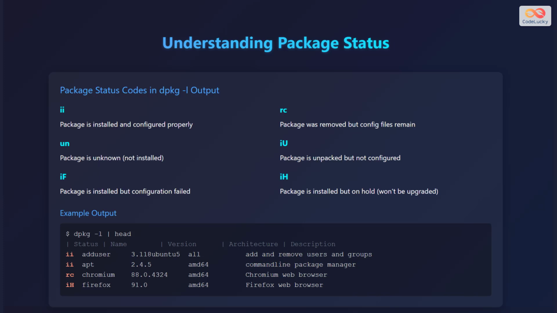iU means the package is unpacked but not configured yet. iF indicates that the package is installed, but the configuration failed. Lastly, ih means the package is installed but on hold, which prevents it from being upgraded. In this example output, you can see how the status codes provide valuable information about the state of each package. For example, adduser and apt are properly installed, Chromium was removed but its configuration remains, and Firefox is on hold and won't be upgraded.